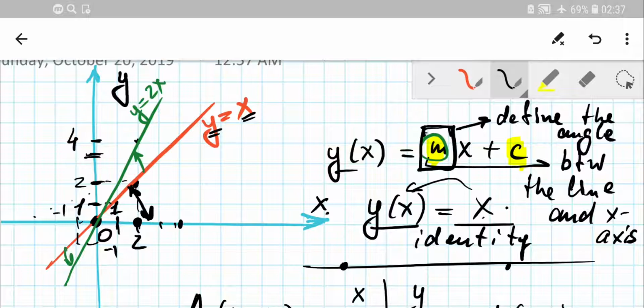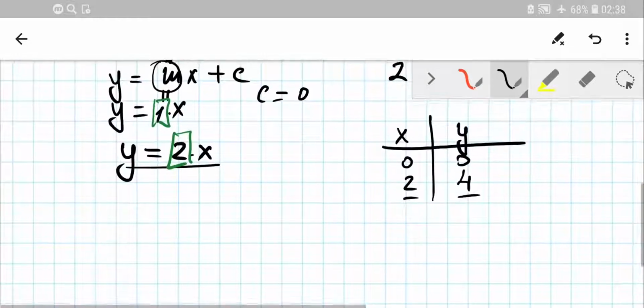Okay, but how to measure it exactly? We understand that there might be different coefficients m, but how exactly do we describe the right influence? Of course, you can use your protractor, and in degrees you can measure the angle for one line and for another, but it's not practical. It's not practical at all. So how can we calculate this coefficient? Obviously it's pretty simple.